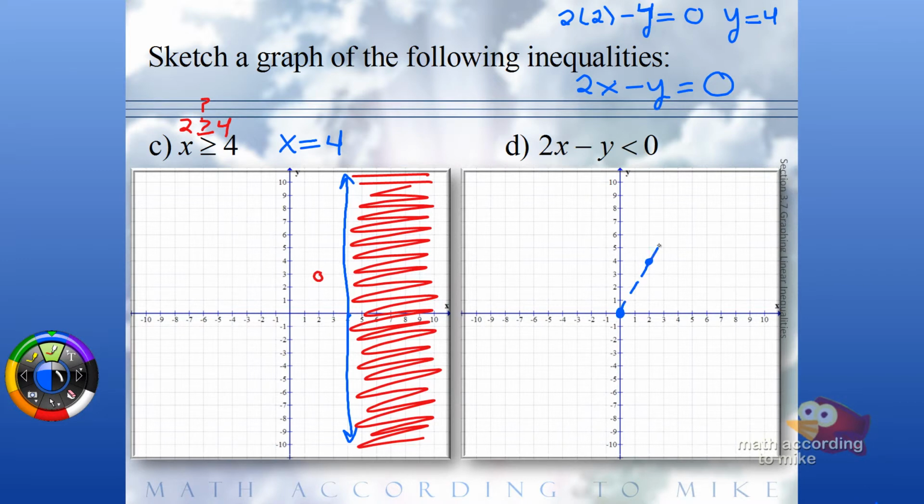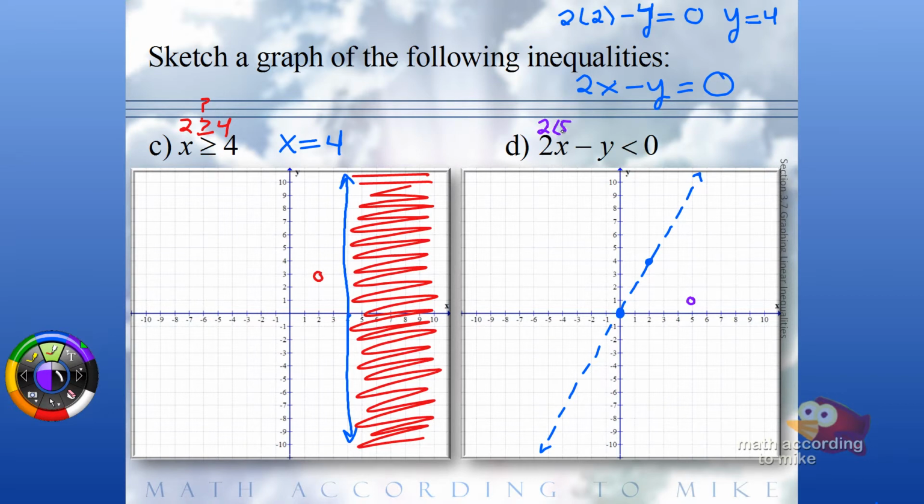Since we have no equal sign, notice I'm using a dotted line there. Now when you go to pick your test point, you can't pick 0, 0 because this line goes through 0, 0, so pick any other point that's clearly not on the line. So for instance, I'm going to pick 5, 1. Why? Because I said so.